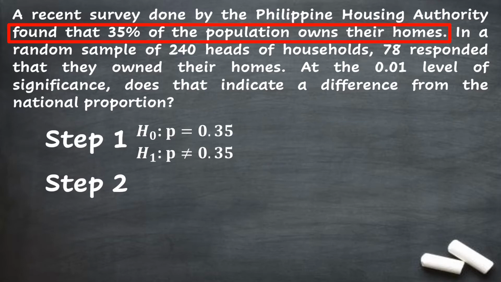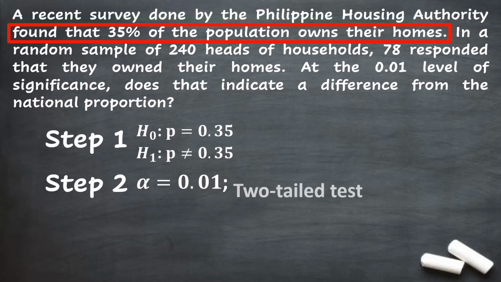Second step, we identify the alpha level and the tail test. It is directly stated in the given problem that the alpha level or level of significance is 0.01. And for the tail test, since the mathematical symbol used in the alternative hypothesis is the not equal symbol, therefore, a two tail test will be used.